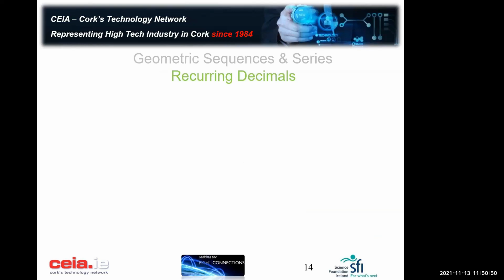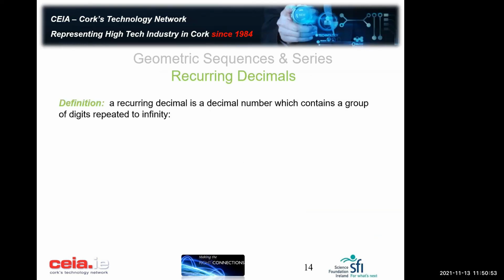Now, recurring decimals. A recurring decimal is a decimal number which contains a group of digits repeated to infinity. You've seen them before. You've got something like 3.25 with a dot over the 5 and a dot over the 7, which is 3.25175. The dot, for any of you that aren't familiar with it, means that the 5 is repeated, and the dot over the 7 means that the 7 is repeated. Because it's from 5 to 7, it means that the 517 is repeated all the way.